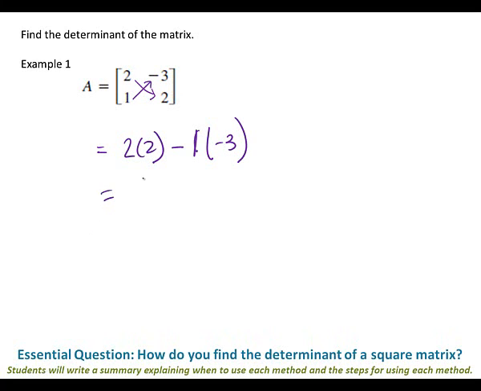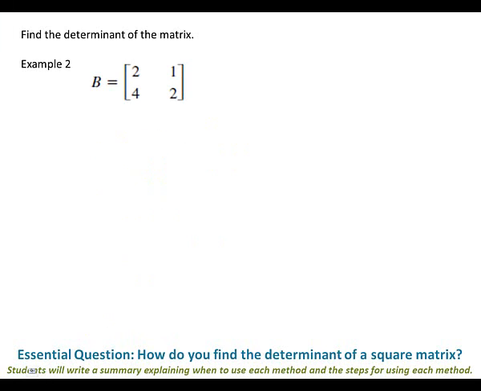So what's 2 times 2? 4. And -1 times -3. +3. And my determinant is? 7. It's pretty easy, right? It better be. I know we want like 2 or 3 of those on the next test, right? There might be 1. All right, let's talk about this.